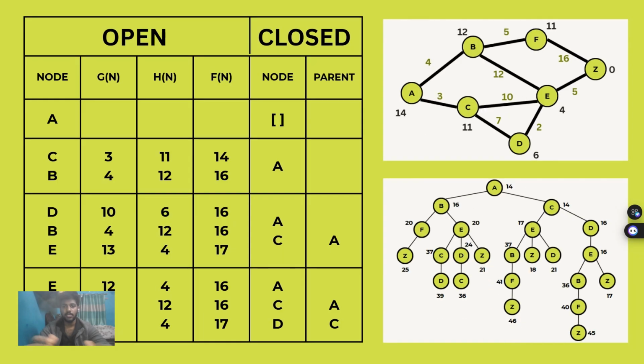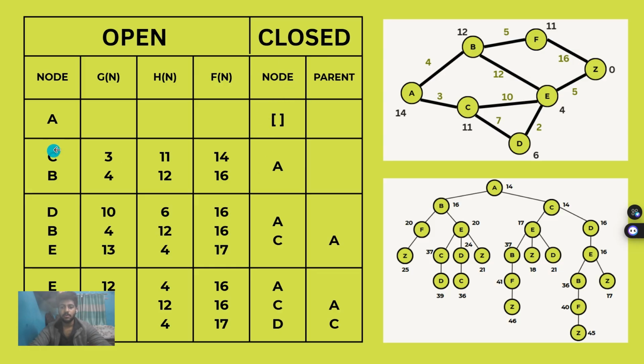Now we are going to construct a table which has two main columns, open and closed. The open column has four columns: node, g of n, h of n, and f of n. In closed, we'll have two columns: node and parent. At the initial stage, we will take our parent node, which is A, from the search tree. We are going to open this node, and as we haven't closed any node yet, only opened one, the closed list will be empty.